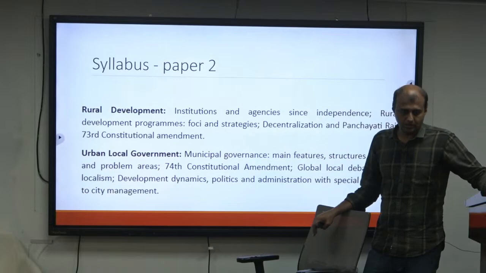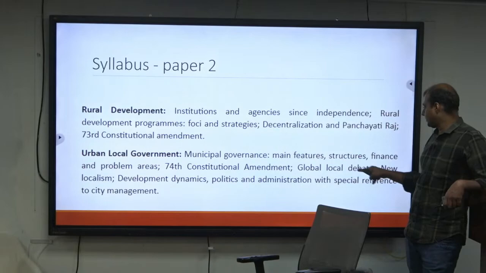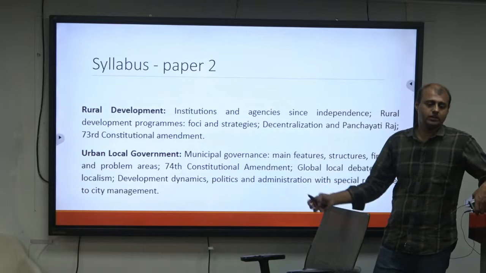For example, here you have written a topic called global-local debate, neo-localism, all those things. We won't study all that there. You have to study it in the new year. But the core details of municipalities and panchayats will remain the same.